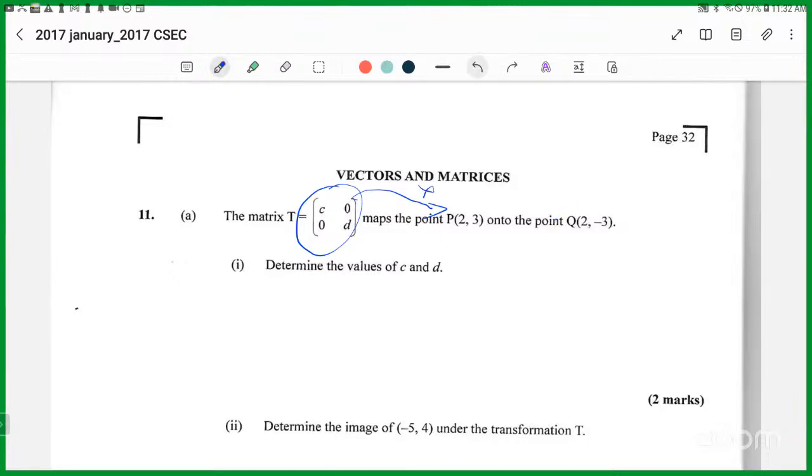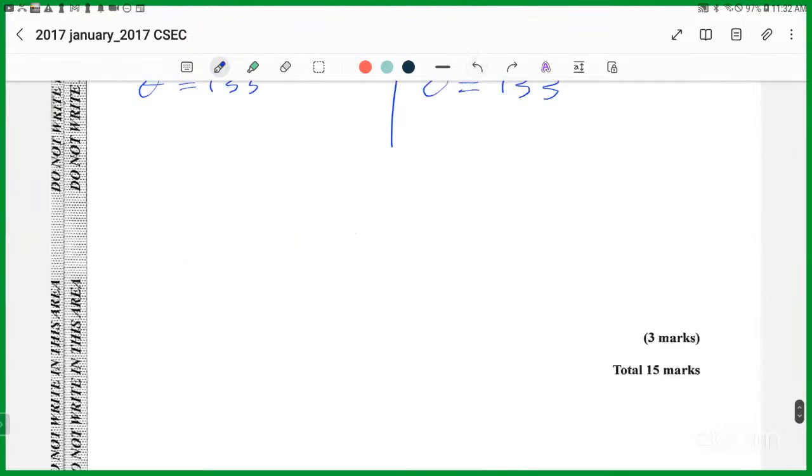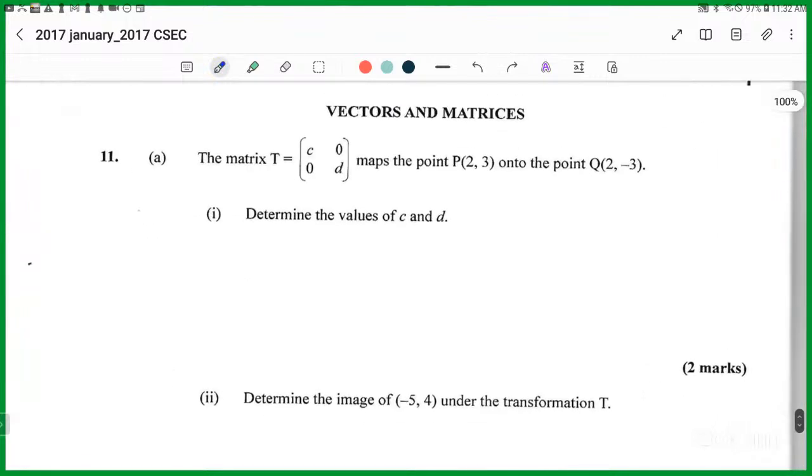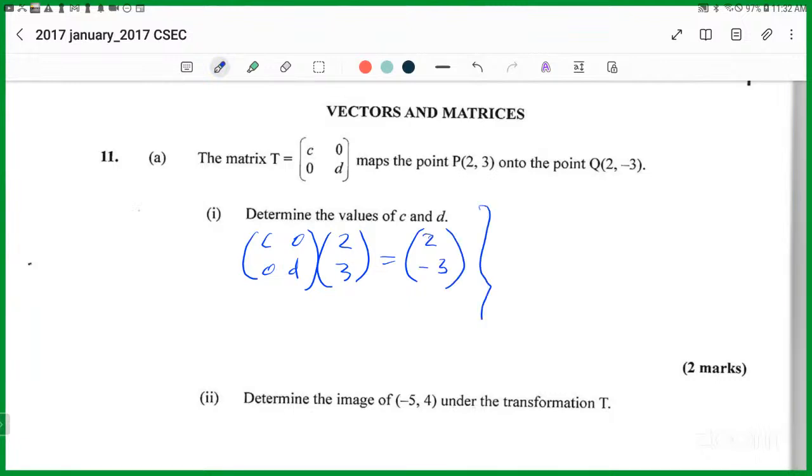So basically it sets up like this. The matrix, which is C, 0, 0, D, times the vector for this point, 2, 3, is equal to the vector for this point, 2, negative 3. We can do two calculations here to obtain the C and the D. Do it in red. It means that this row and this column is equal to the 2.